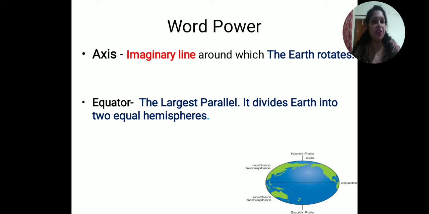Axis is an imaginary line around which the earth rotates. Equator. What is the equator? The largest parallel. It divides the earth into two equal hemispheres. You can see in the diagram on the right-hand side, the earth is there, and there is the largest parallel where equator is written, and it is dividing the earth into two equal hemispheres. And what are the names of the hemispheres? Northern hemisphere towards the north side and southern hemisphere towards the south side of the equator.